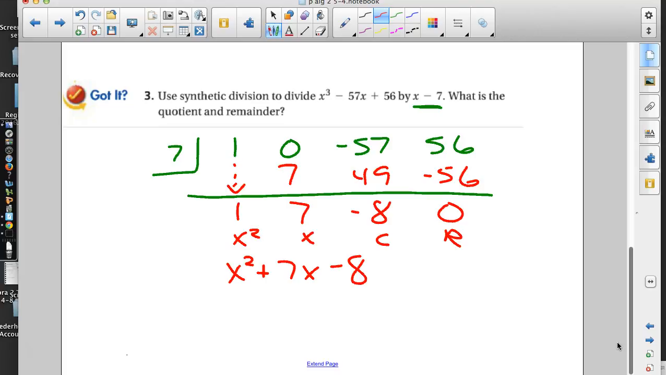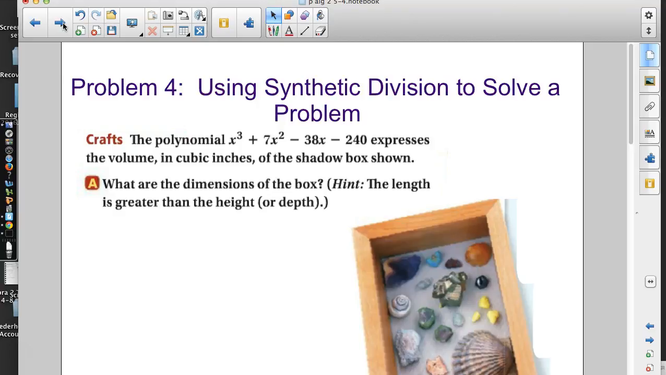Boy, I wish we could have done that for everything yesterday. Oh, you can't. It has to be that x minus a. Love it. It's magic. It even helps us with word problems. Magic. Using synthetic division to solve a problem.